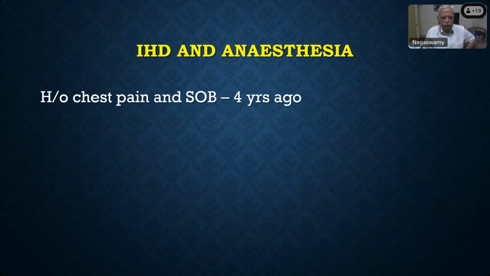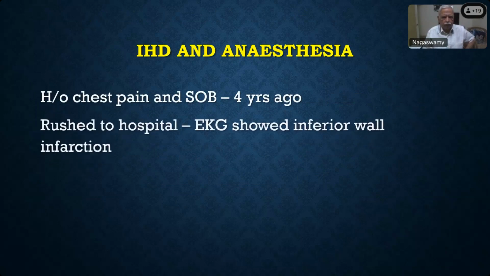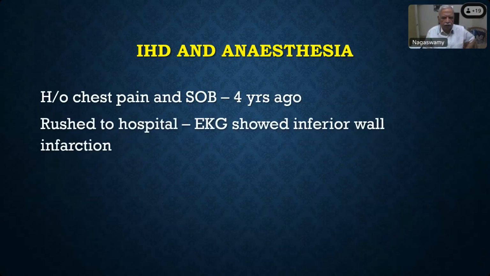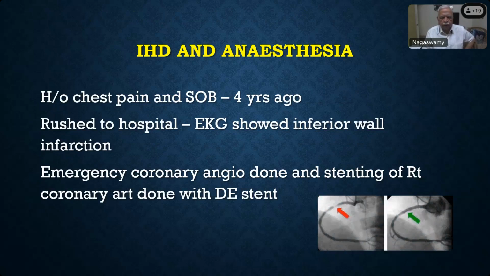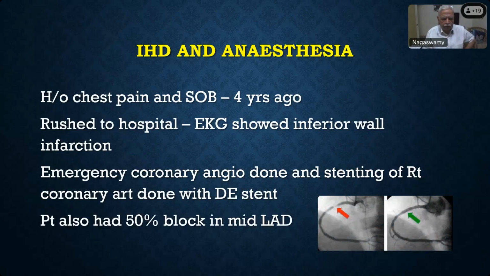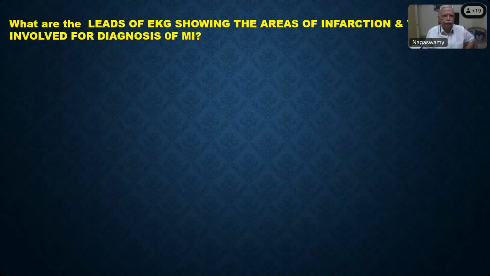Then history of chest pain and shortness of breath 4 years ago. Patient rushed to hospital. EKG showed inferior wall infarction. Emergency coronary angiogram done. All this is given in the history. You have to ask the patient all these things. So stenting of the right coronary artery was done with a drug-eluting stent. The patient also had 50% block in the mid-LAD.